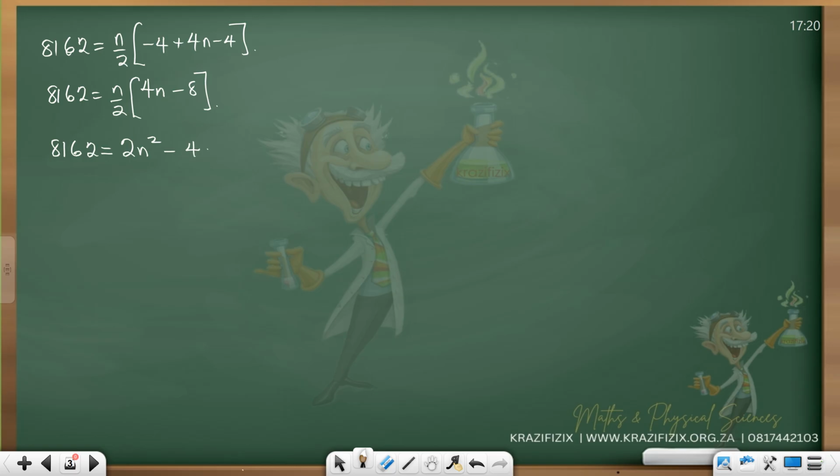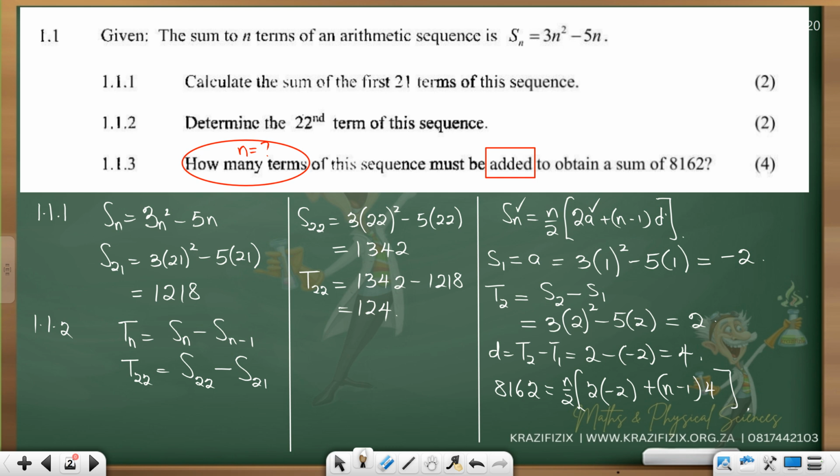But why is it giving us something different? I just want to check something. Did I do this one right? Just want to check something. Why am I having a different Sn? The sum to n terms of my arithmetic sequence is that. Okay, let's walk through first. Hopefully we'll get the same answer.